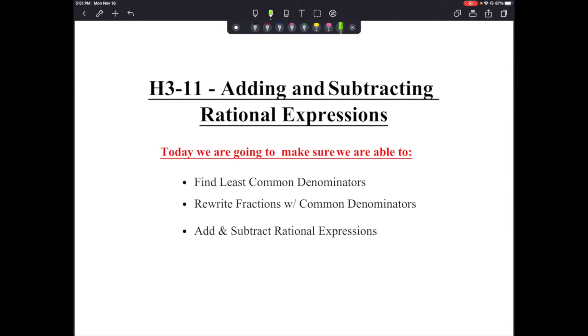Hi, and welcome to the notes for H3-11. Today we're going to focus on adding and subtracting rational expressions. What we want to make sure that we are able to do is, first of all, find least common denominators, rewrite fractions with common denominators, and then add and subtract rational expressions. Let's get started.